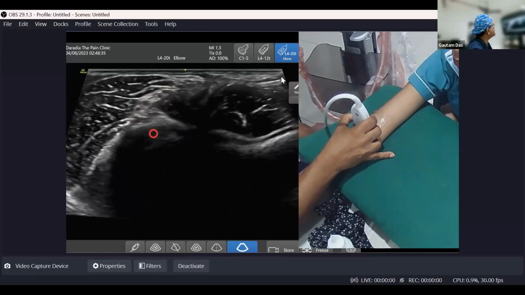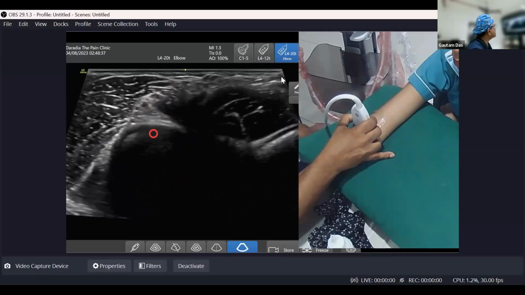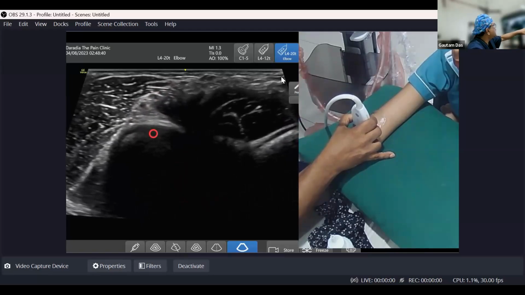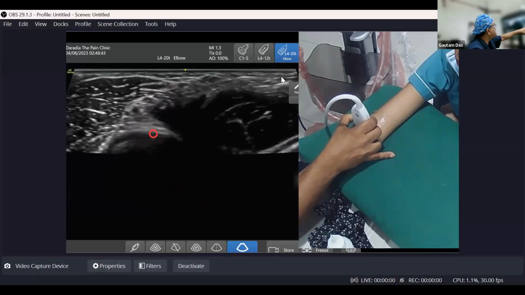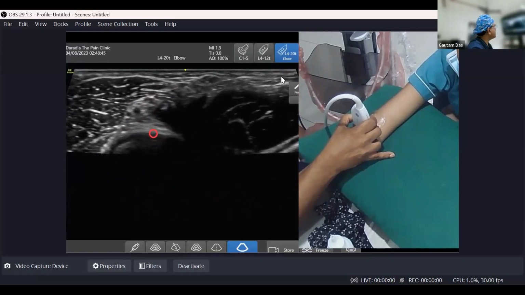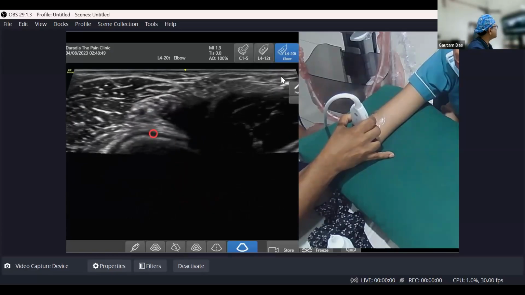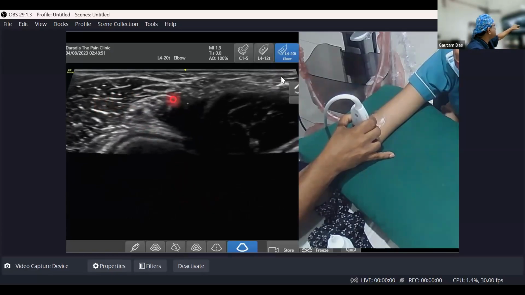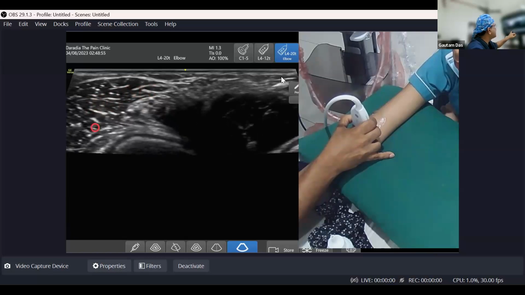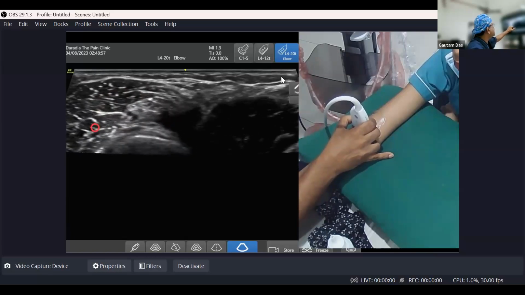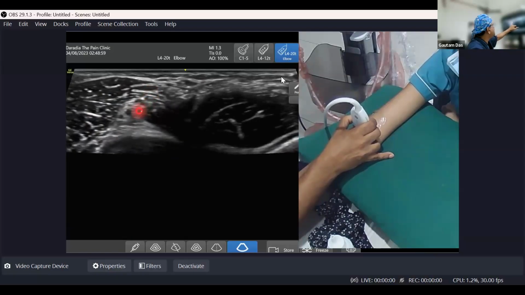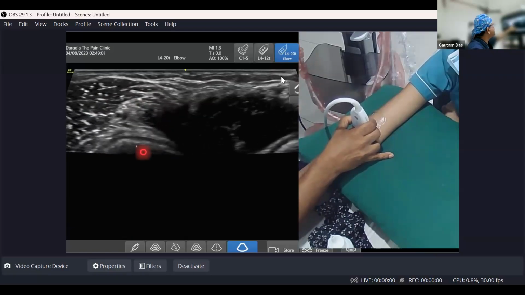So now, first let me follow the superficial branch, and let me reduce the depth so that I can understand it nicely. So now just remember the superficial branch. Where is it now? It is at the brachioradialis. This muscle is brachioradialis, this muscle was brachialis. So you just follow, come below the brachioradialis. See, this was your superficial branch.